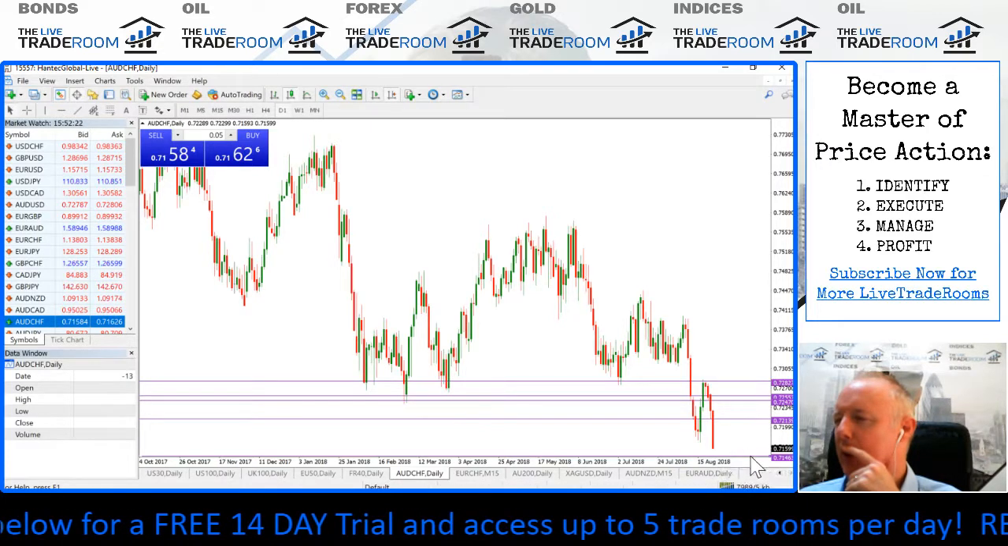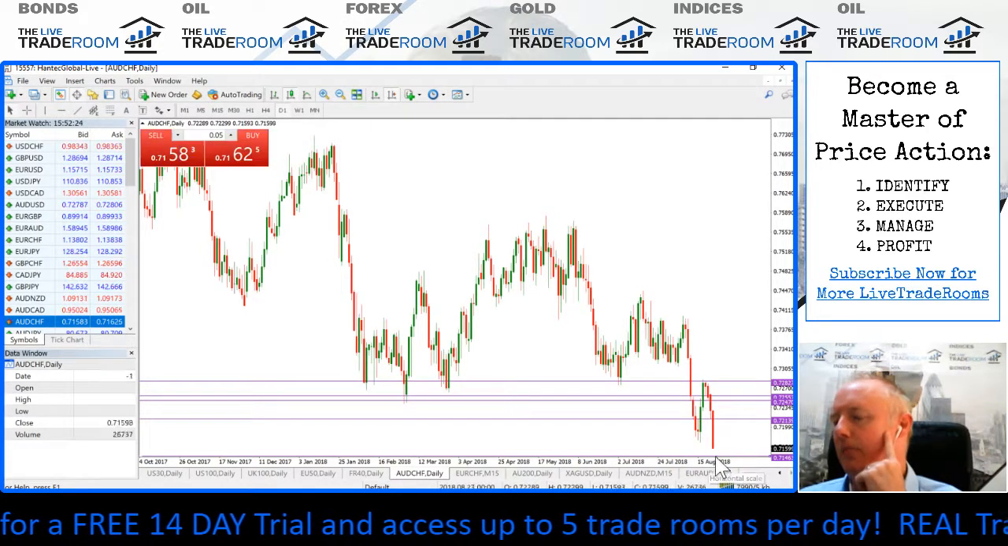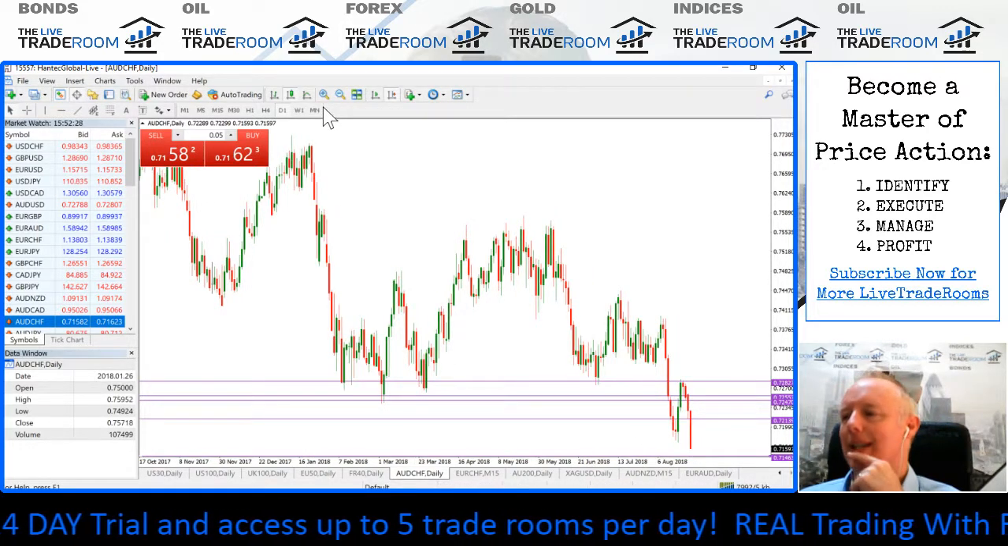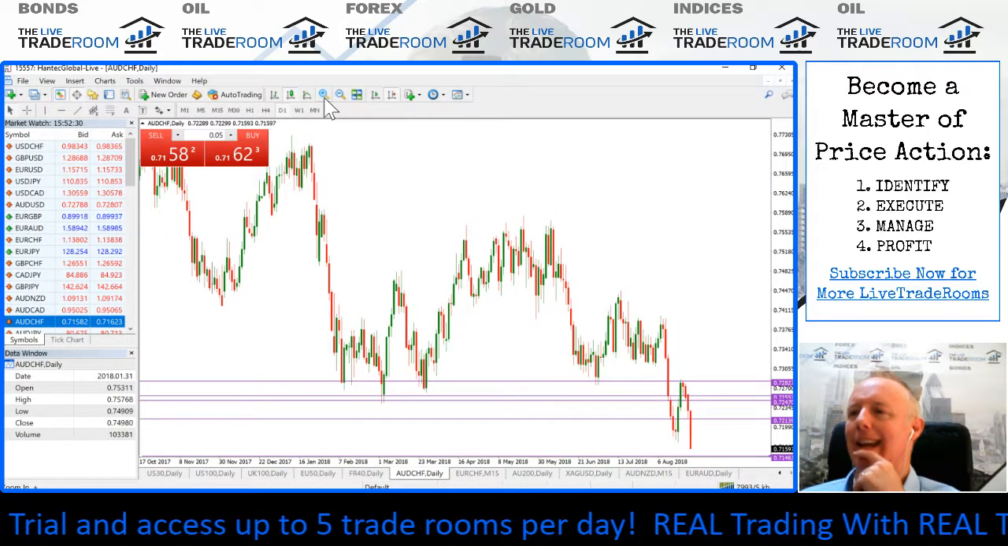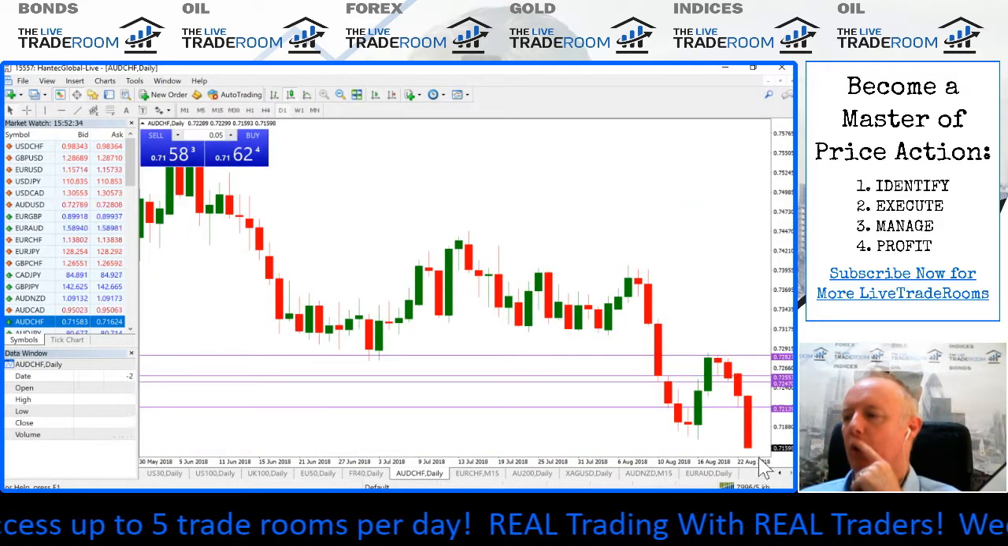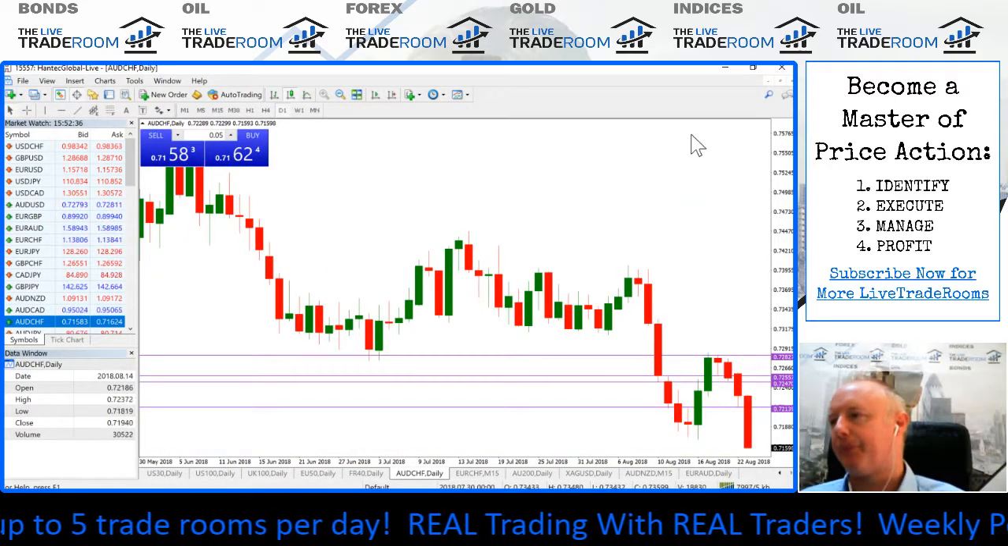But the levels just below it, we're only sort of 15 pips away really from this low. So we've already seen the significant move in this market already, with some potential support just below it.